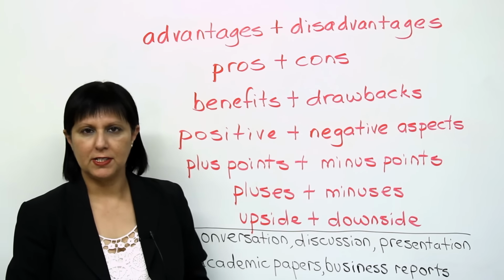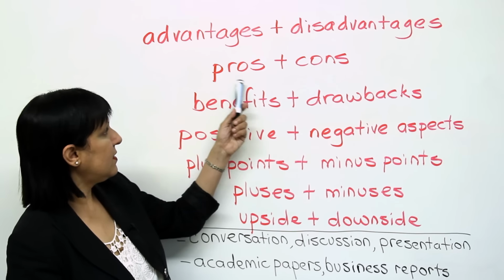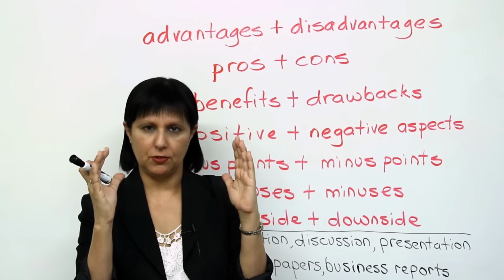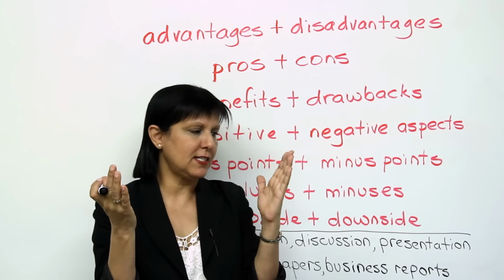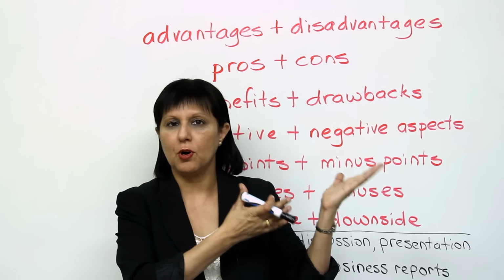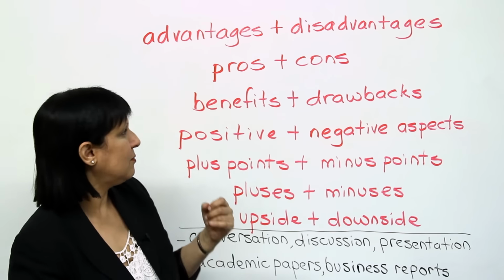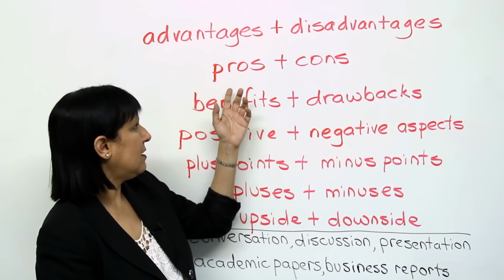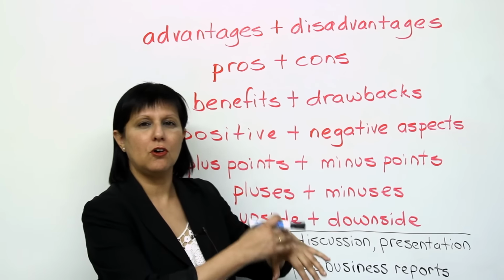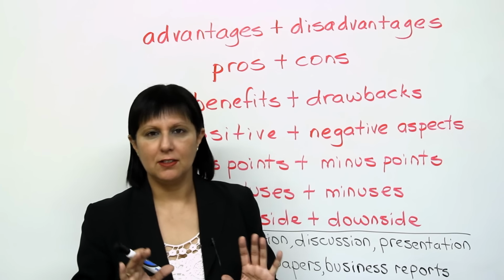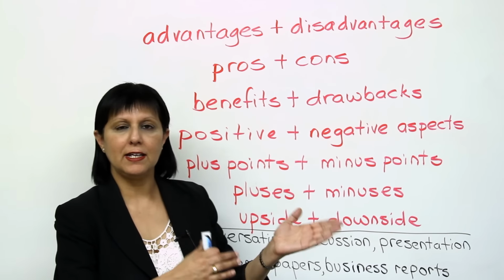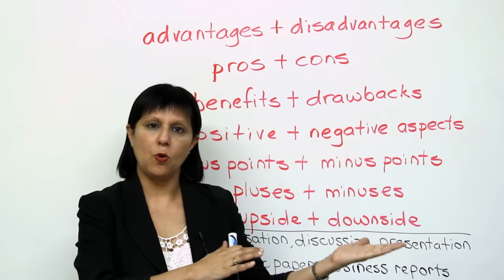Now, the only one point I would like to make is that this is the only one, pros and cons, which you have to use together. In other words, you have to say something like, let's discuss the pros and cons of this new policy. You cannot say, really, we don't use it this way, let's discuss the pros of this policy or let's discuss the cons of this policy. We don't usually use it like that at all. But with all of the other expressions, you can use them either together or separately.